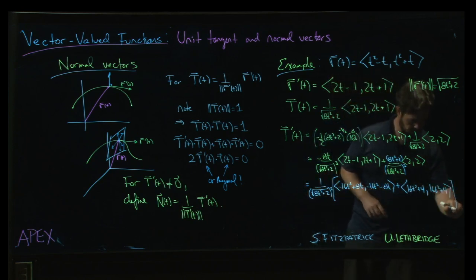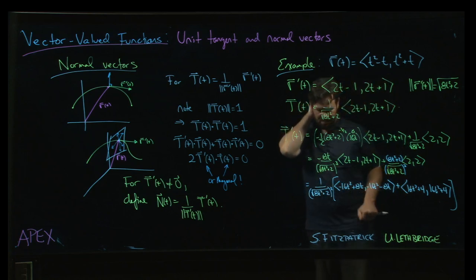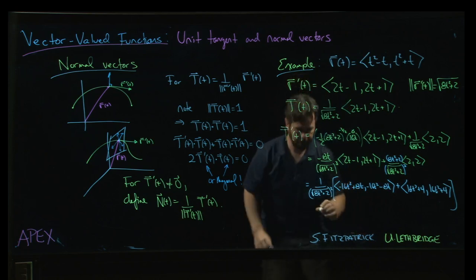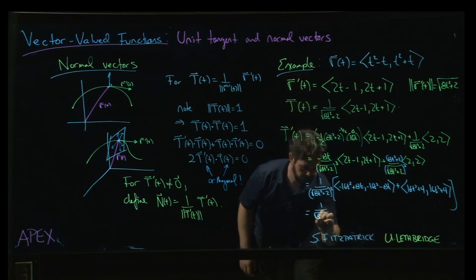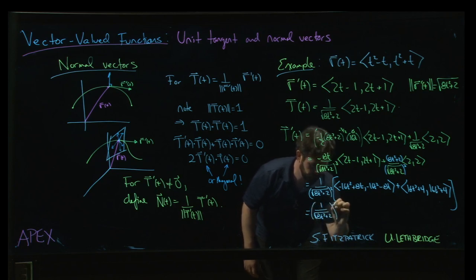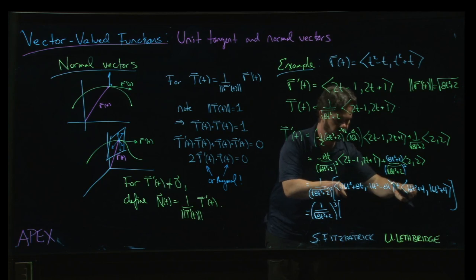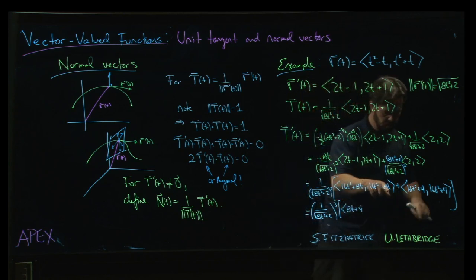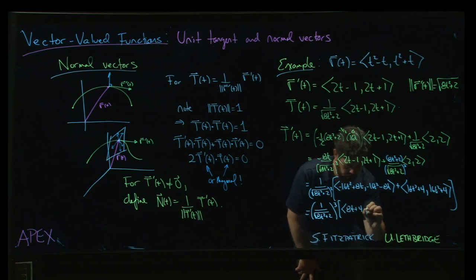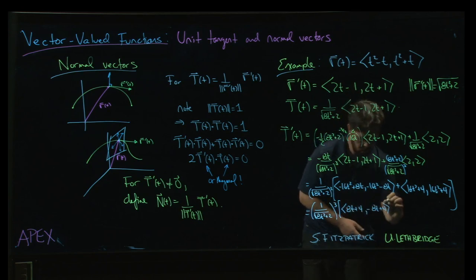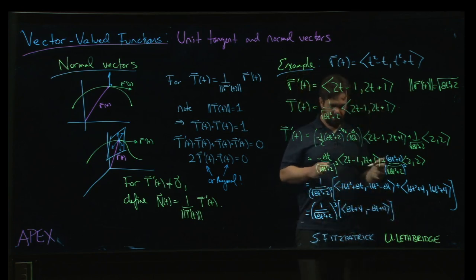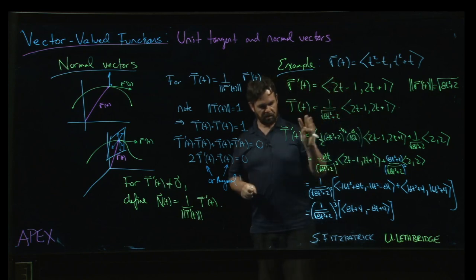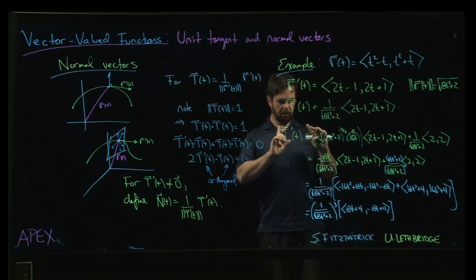That actually helps a bit, because when you combine these, those cancel. So I have 8t plus 4, and then I have minus 8t plus 4. There we are. I'm a little bit out of space, but now to get the unit normal, this is supposed to be the normal vector, we need to normalize.